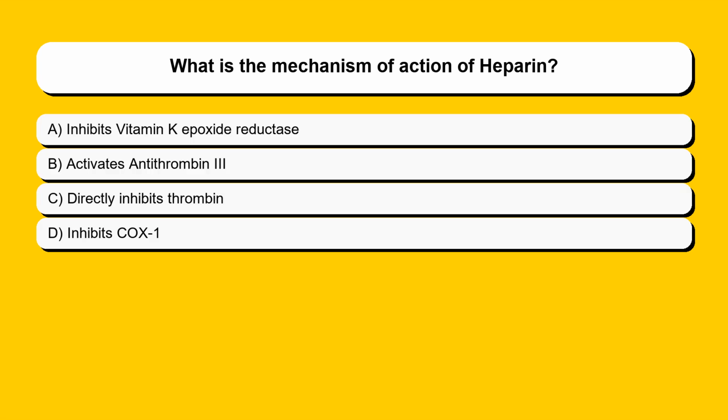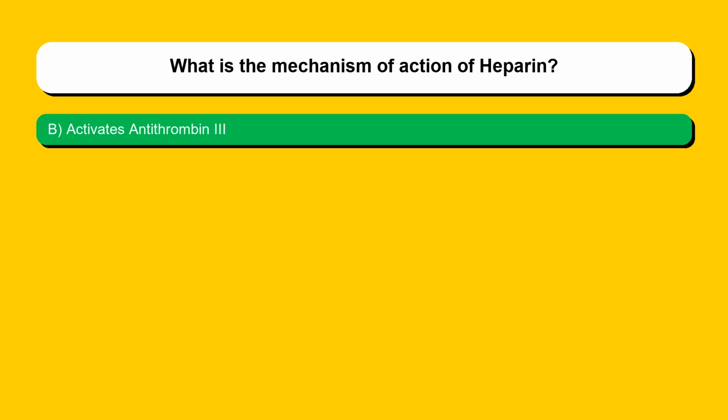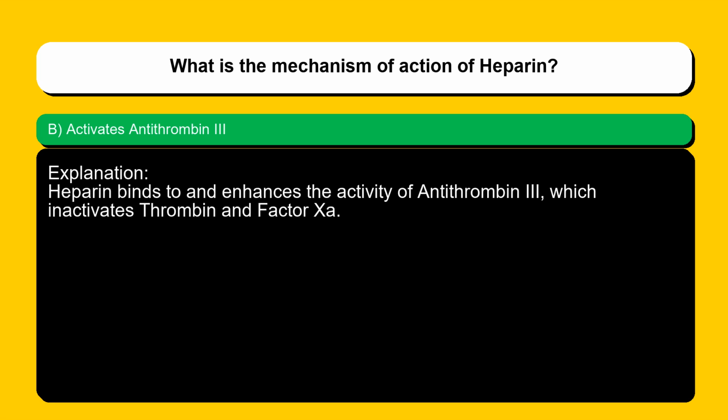Question 5. What is the mechanism of action of heparin? Option A, inhibits vitamin K epoxide reductase. Option B, activates antithrombin 3. Option C, directly inhibits thrombin. Option D, inhibits COX-1. The correct answer is option B, activates antithrombin 3. Heparin binds to and enhances the activity of antithrombin 3, which inactivates thrombin and factor Xa.